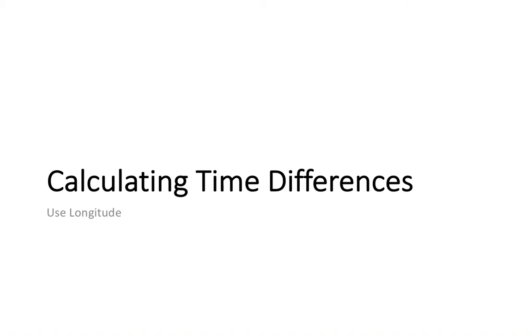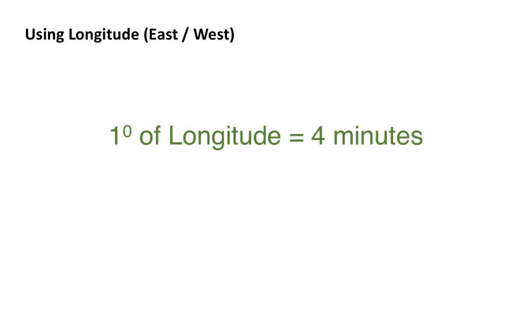This video is going to have a look at calculating the time difference between two locations using the longitude of those two locations. We do this by using the formula of 1 degree of longitude is going to equal 4 minutes. So for every additional degree of longitude there is between two locations, it's going to be an additional 4 minutes between the difference in the time.